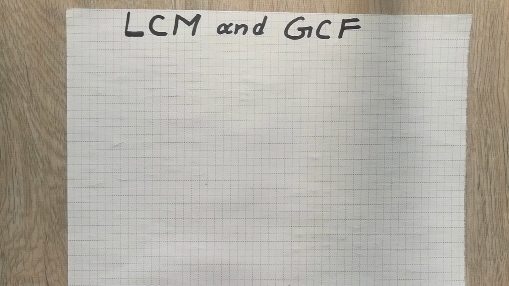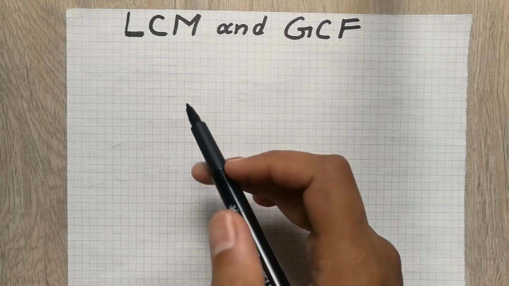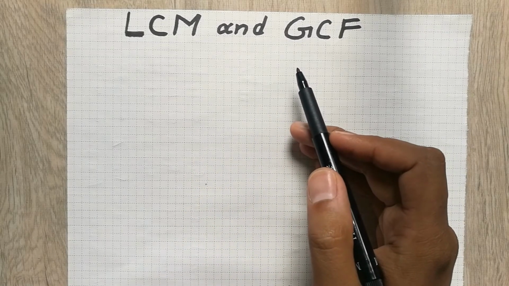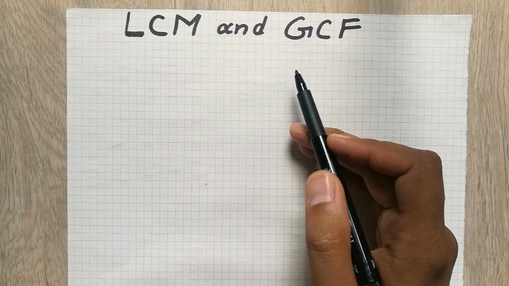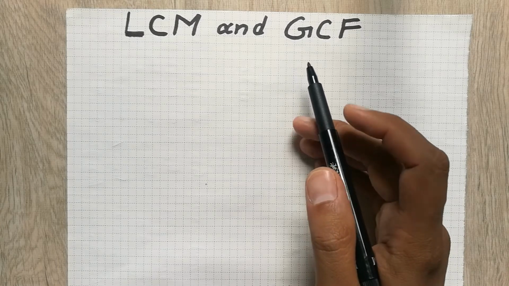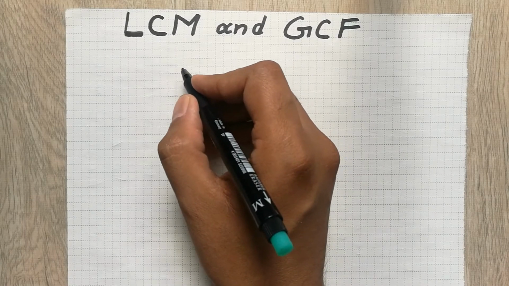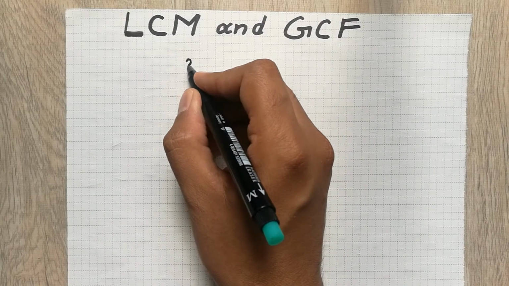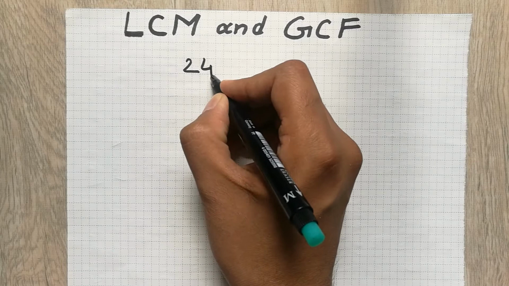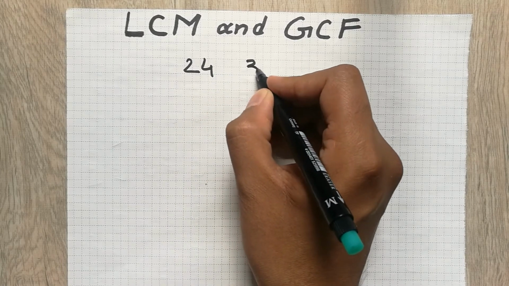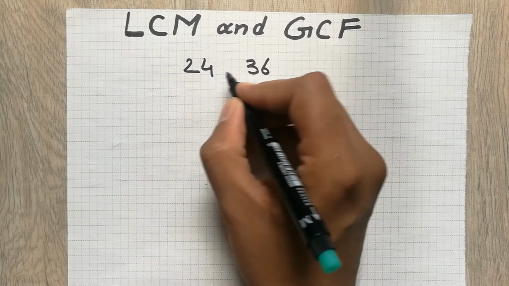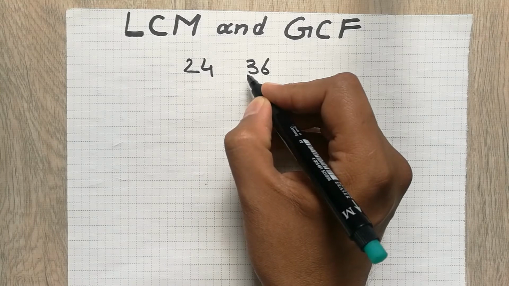Today we're gonna find out the LCM and GCF by using the ladder method. So let's start. First of all, let's say we have two numbers. Let's say we have 24 and 36. So we put these two numbers in one line as I put it here.